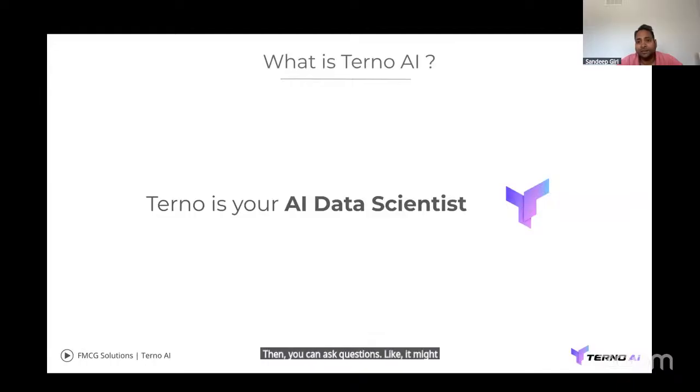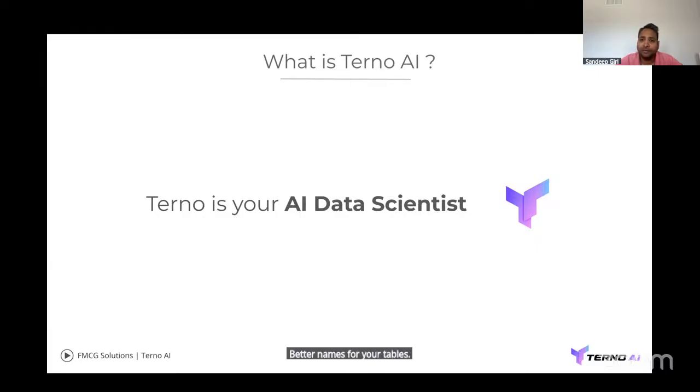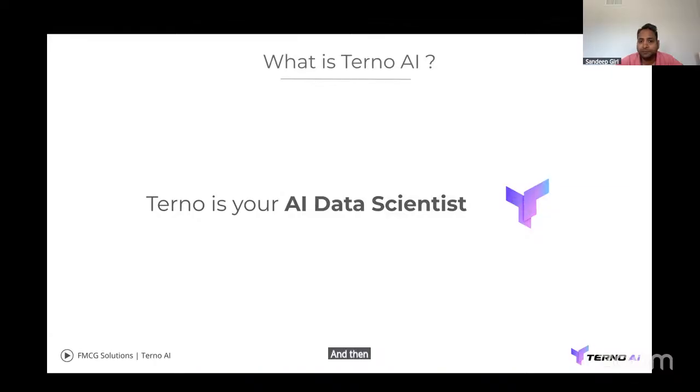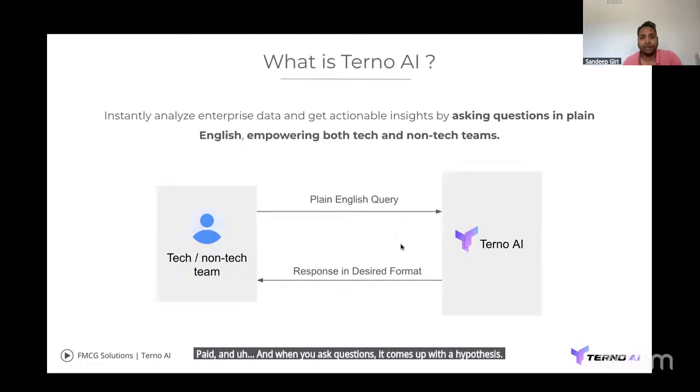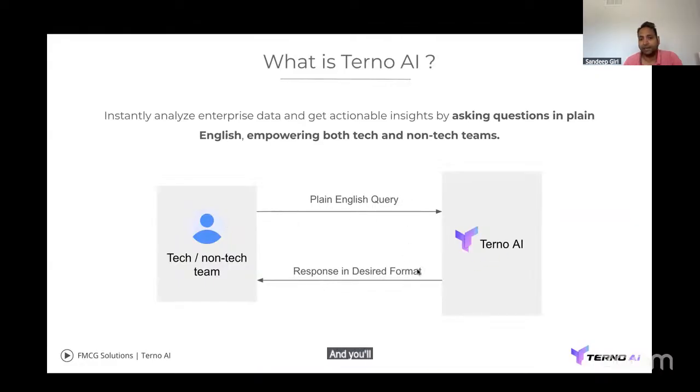It might take maybe 5 to 10 minutes to set up everything. It gives better names to your data, better names to your tables, better names to your information, and it comes up with its own ideas on the information. Then you can ask all sorts of questions on top of that. When you ask questions, it comes up with a hypothesis and breaks it down. So whether tech or non-tech team, they can just ask a question to Terno in plain English, and you'll get the response in the desired format.